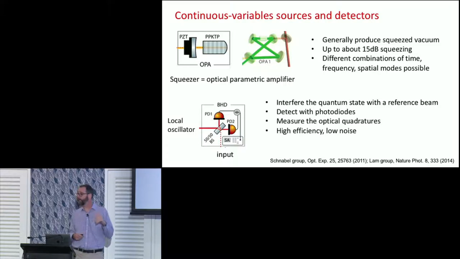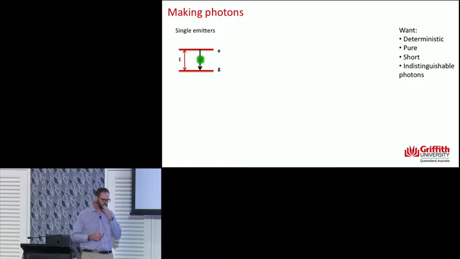I haven't mentioned entanglement here, but I want to tell you that there's a beautiful thing about continuous variables and squeezing, which is that if you take two squeezed states and put them onto a beam splitter, you can make an entangled state. It's a very simple deterministic process. It's a really, really beautiful technique.